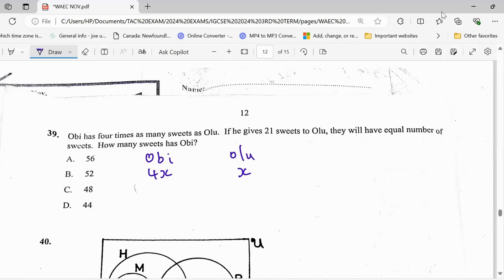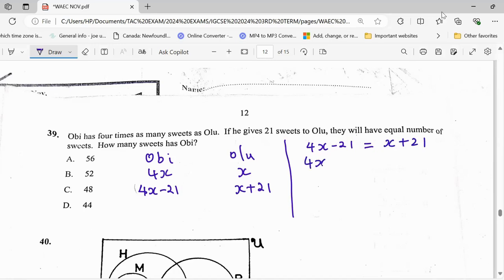Now, if he gives 21 sweets to Olu, once Obi gives out 21, Obi's sweets will drop by 21. It will decrease because he has given out 21. But Olu's sweets will now increase by 21 because he's receiving 21 sweets from Obi. They say when this happens, both of them will have an equal number of sweets, meaning that when Obi's sweets is 4s minus 21 and Olu's sweets is s plus 21, the sweets number will become the same. So this is what we have.